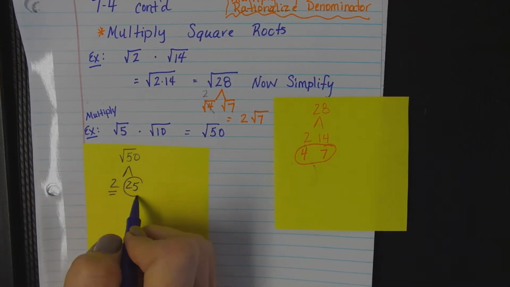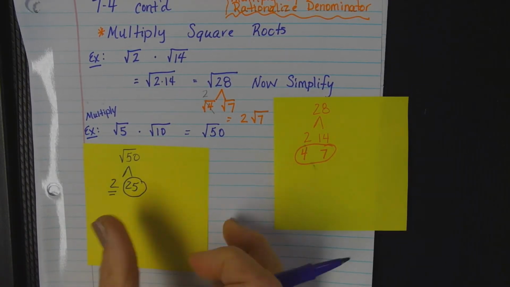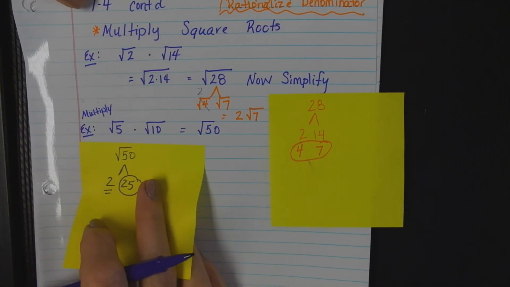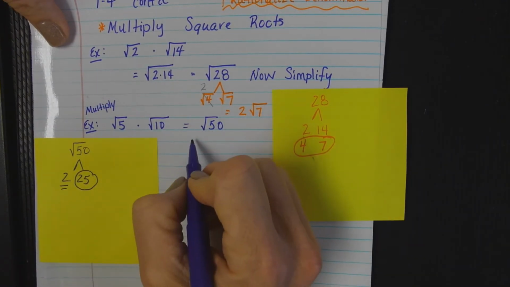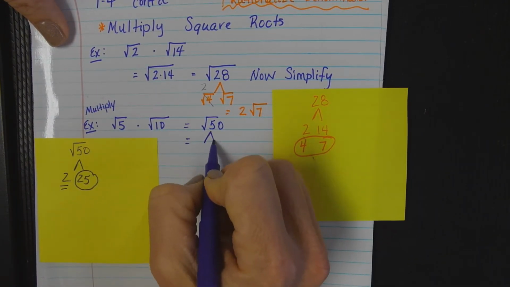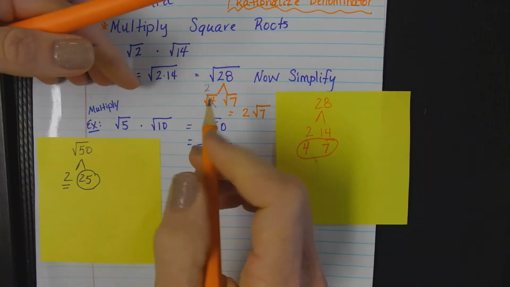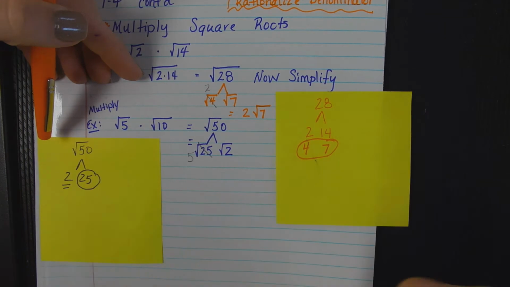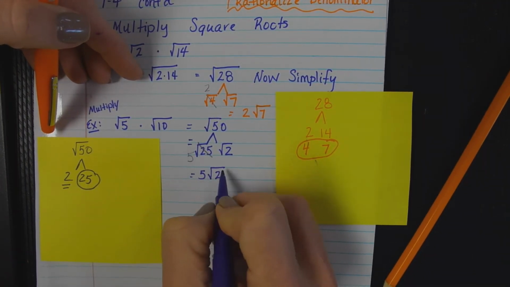How do I know I'm done? This is a perfect square, right? But guys, are y'all starting to figure out this number left over? Can you simplify that anymore in a radical? This 2? Nope. So you're going to say square root of 25 times the square root of 2. Square root of 25, you take out a 5. Your answer is simply 5 times the square root of 2.